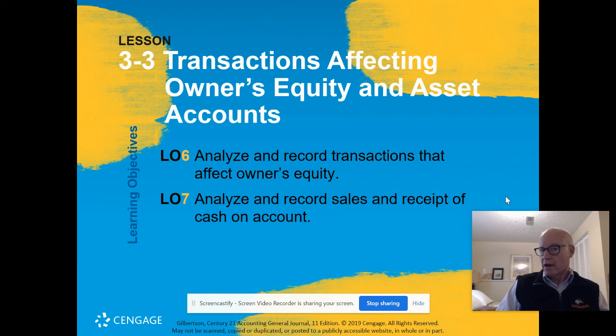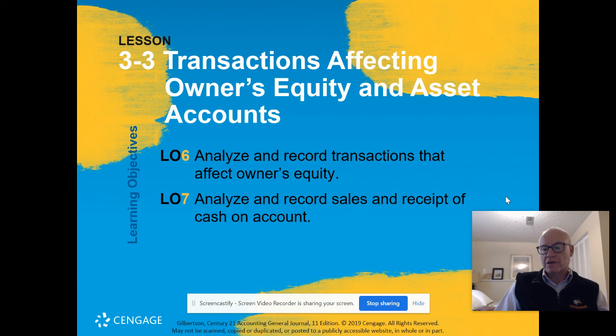Well, what else affects owner's equity? Well, when they sell stuff, like revenue or sales, they're increasing the value of their business. When they pay for day-to-day operating expenses to keep their business going, they are recording an expense, and that will be decreasing the value of their business, or a decrease to owner's equity.